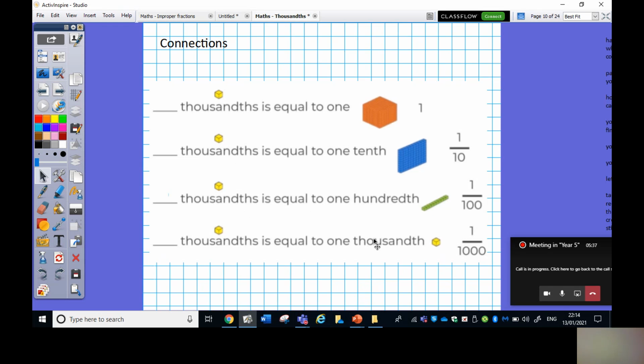So, welcome back. How did you get on? Ready to call out some numbers for me? Good. Okay, so the first one. You say the number and I'll finish the sentence for the first one. You ready? Okay, go. 1,000ths is equal to 1. Good. Now you say the number and the sentence.